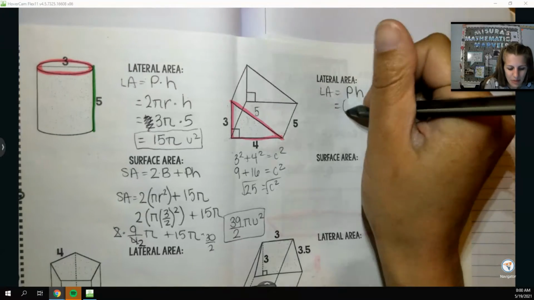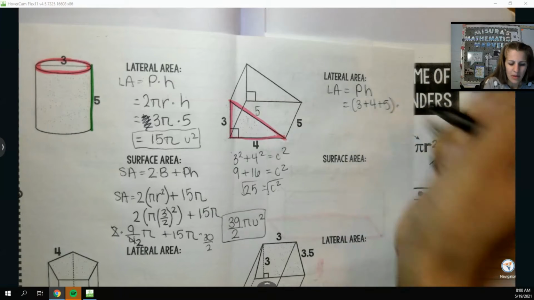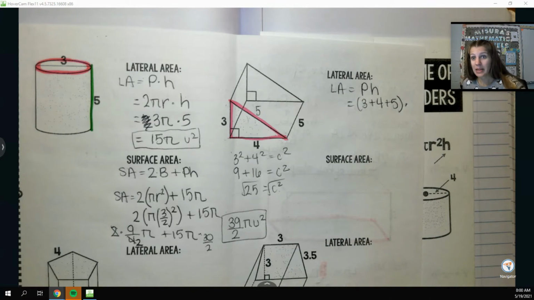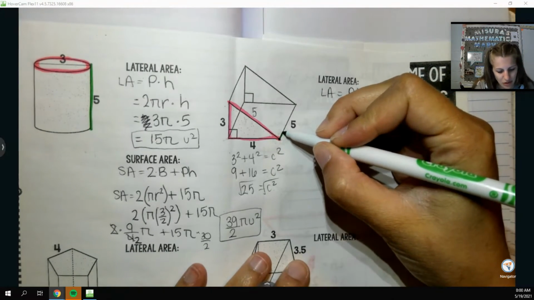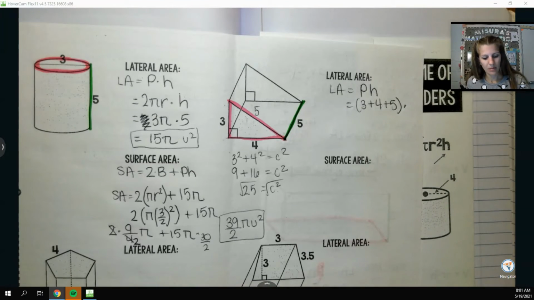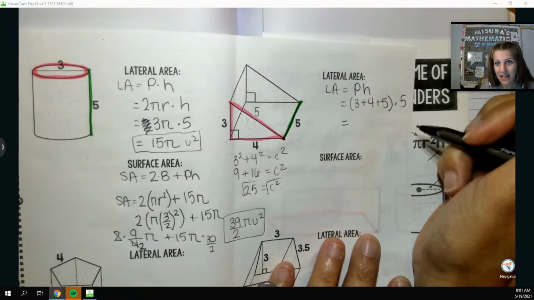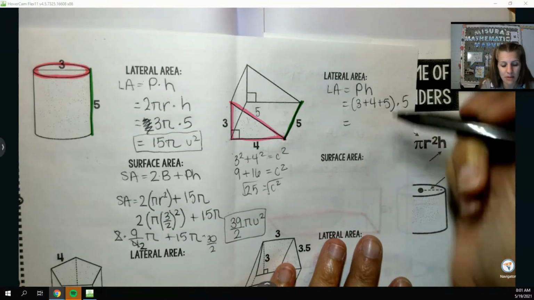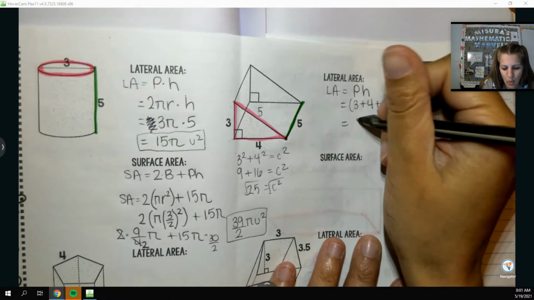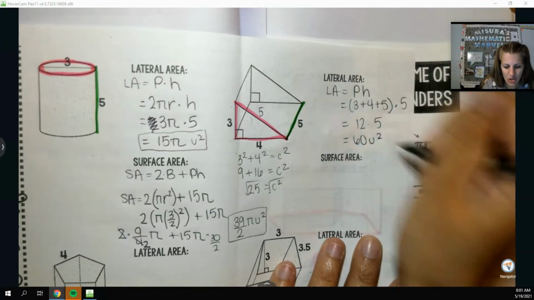If I want to find the perimeter, we're going to add up all those sides. So 3, 4, and 5. The height has to be the height from base to base, so triangle to triangle. So I can see that they're showing that right here with a 5. And they would all be the same all the way around, but we're just going to write it once. So to find that lateral area, the area of the stuff around, we're going to add up the inside here for 12 times 5, so 60 units squared.